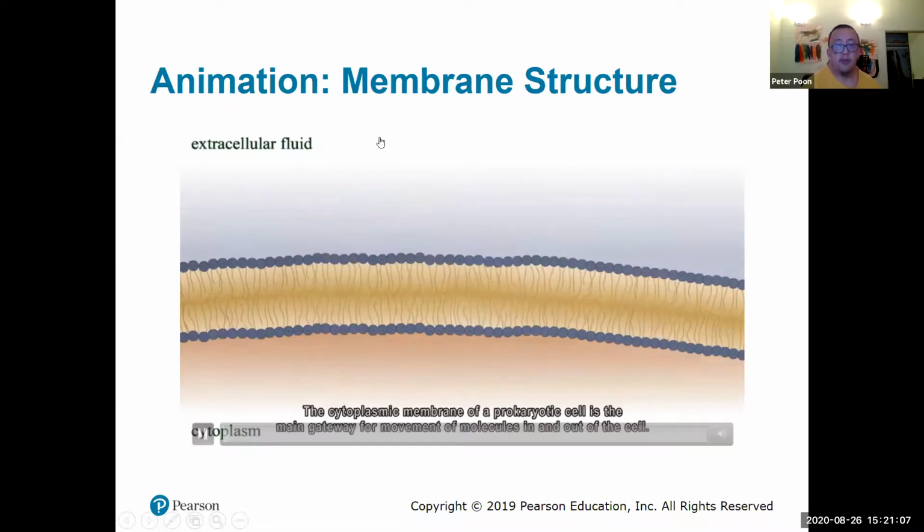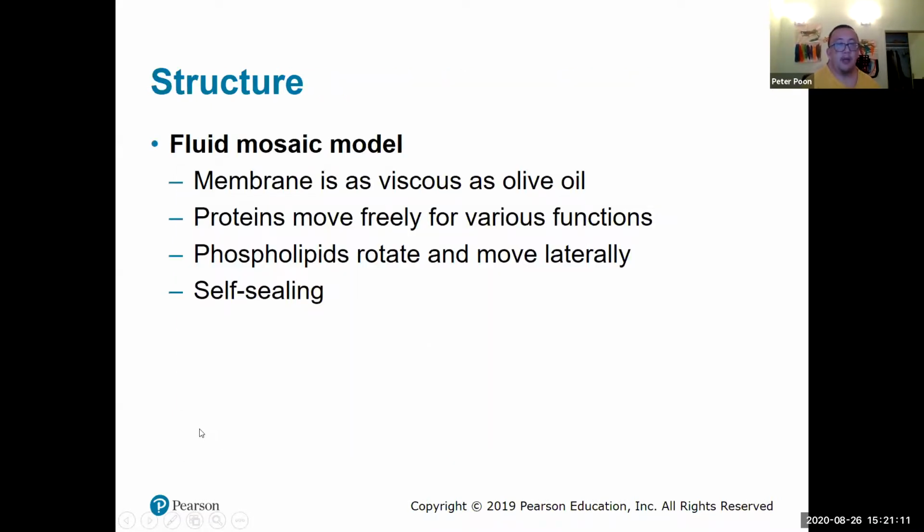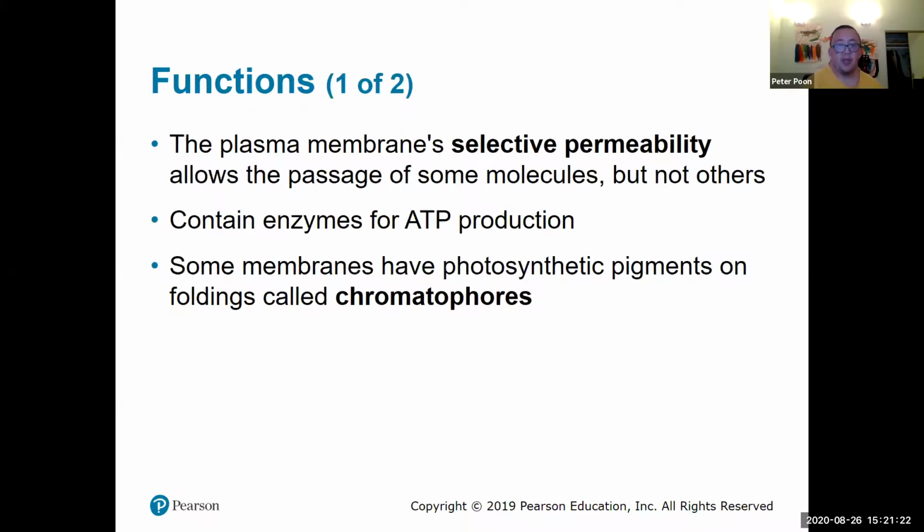Okay. So this is a fluid mosaic model. I'm sure we already discussed this in anatomy and stuff, so hopefully that makes sense. So the plasma membrane's selective permeability allows for passage of some molecules but not others.